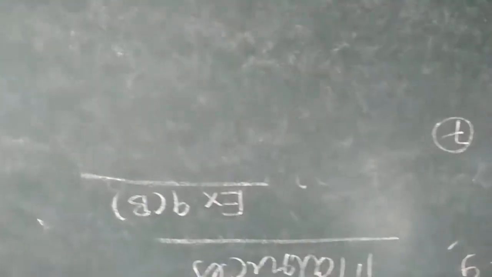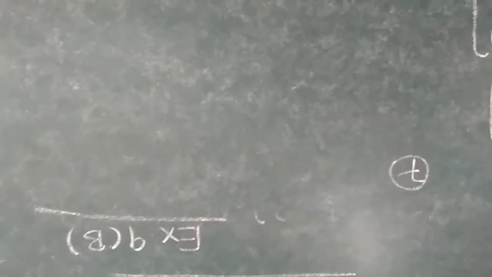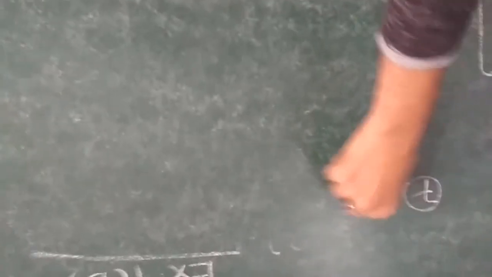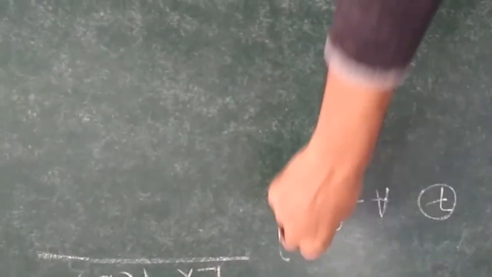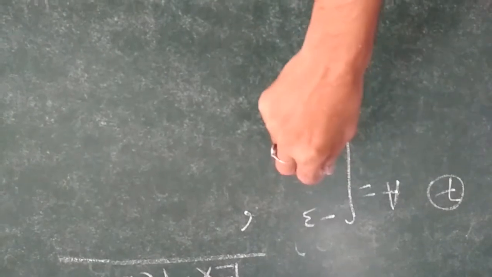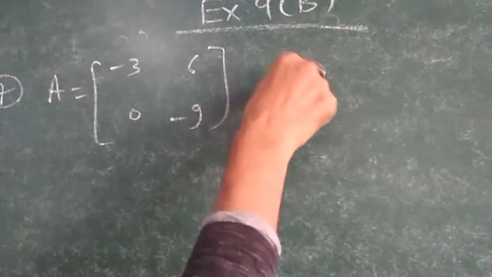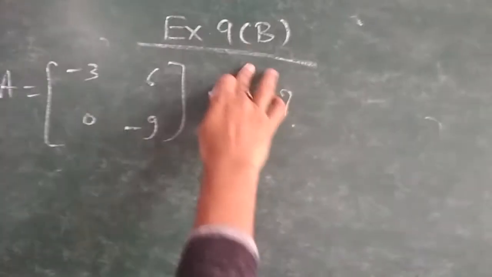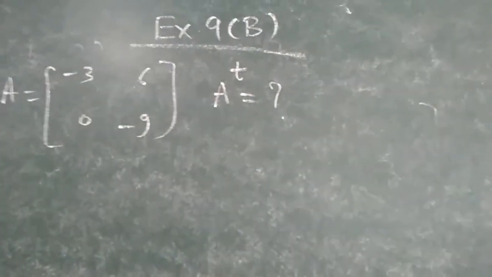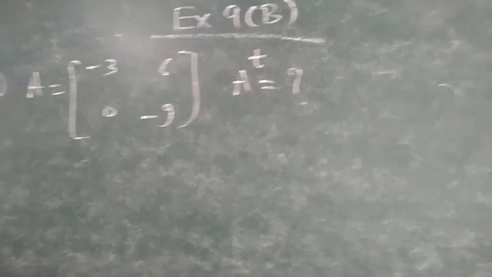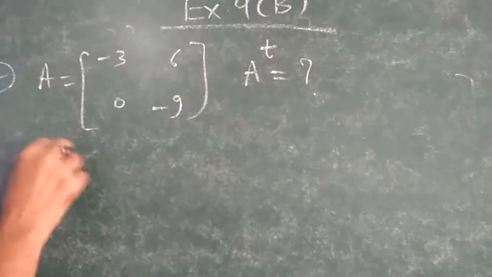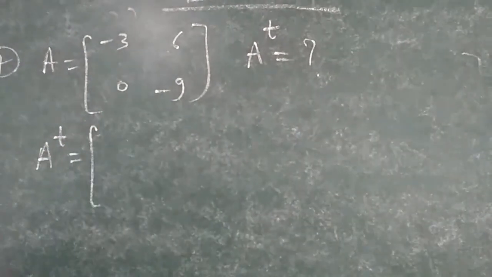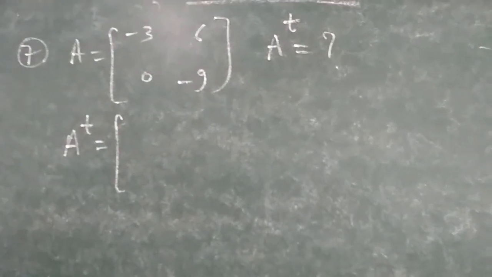Now seventh. Given A equal to minus 3, 6, 0, we have to find A dash. A dash means transpose, when you put a dash, it is transposed. So how can we find the A dash? I have already told you, you have to convert row into column, column into row.